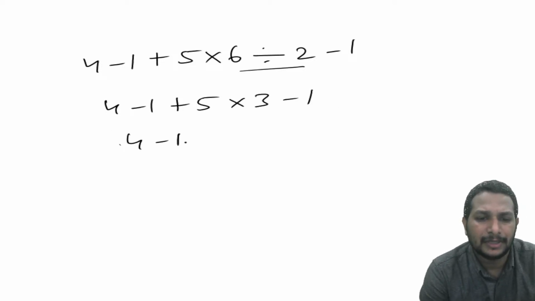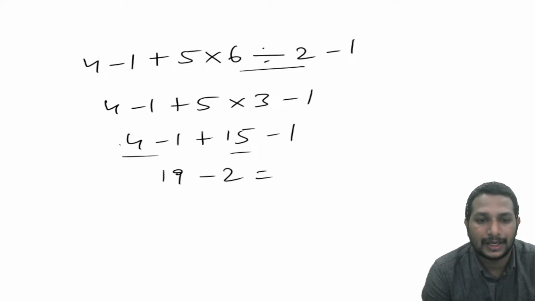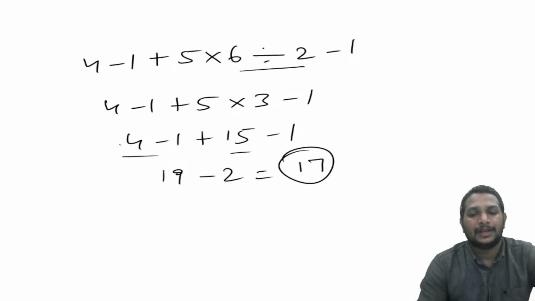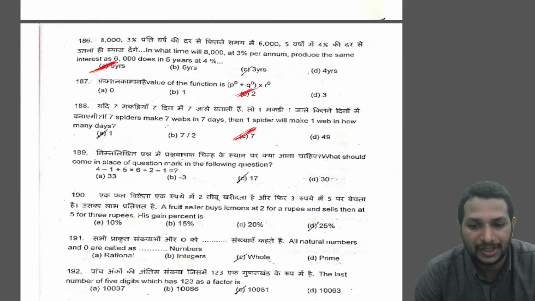Now, the multiplication part. Add the plus term, 2. 19 plus 2, this becomes 18. Okay, got the answer as 17. That's nothing but option C.